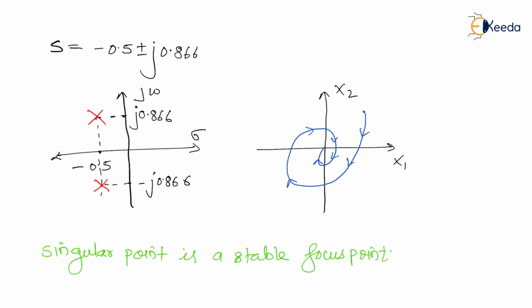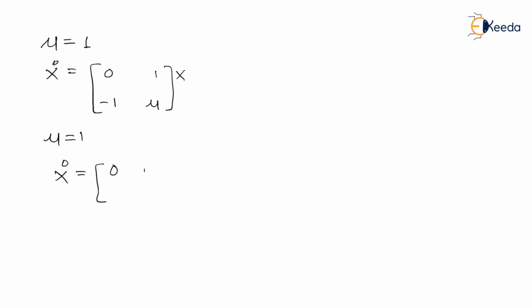Let us now go for the third condition, that is μ equal to plus 1. Condition number 3, μ is equal to plus 1. So if μ is equal to plus 1, I can say x dot is equal to [0, 1; -1, 1] x. I am doing this problem a bit faster now, skipping a few of the steps since you are now handy with the problem.